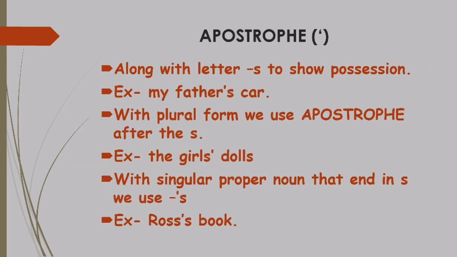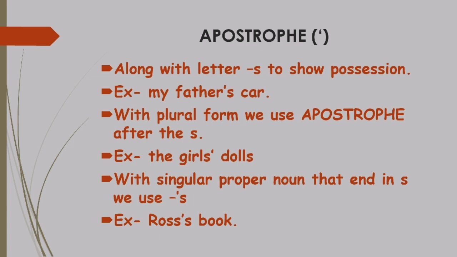Now let's talk about the apostrophe. This we all use most of the time, along with the letter S to show possession. This is the common use, to show possession, belonging, like my father's car. That means the car of my father. So you have used apostrophe S. With plural form we use the apostrophe after the S. This you all have learned in your previous classes also, that when your noun is a plural noun, at that time you will use the apostrophe after S, like the girls' dolls.